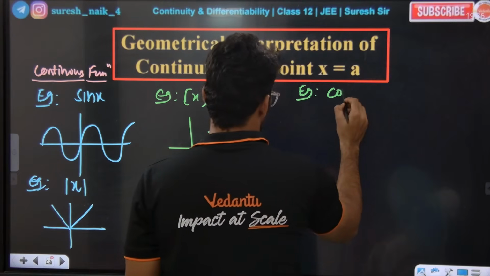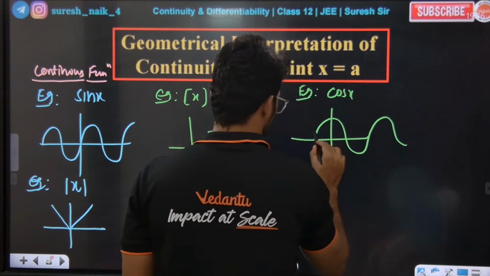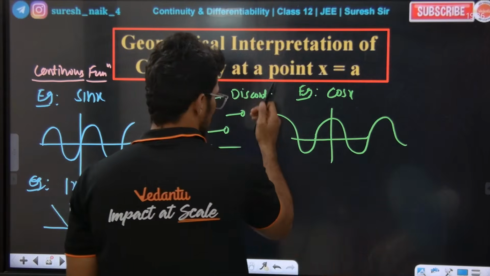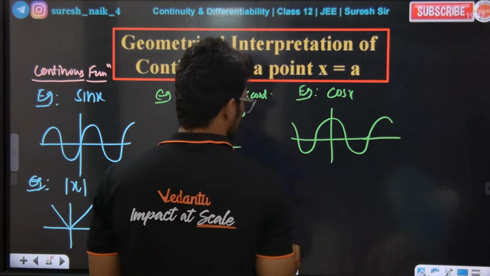Cos x graph, draw it, sir. Cos x graph looks like this. Are you getting it? Without lifting the pen you can draw the graph. This is cos x graph. Understood? Yes or no? 100% clear, sir.